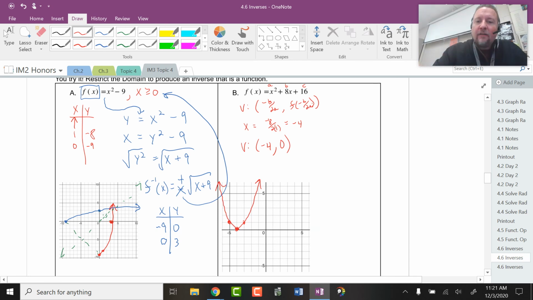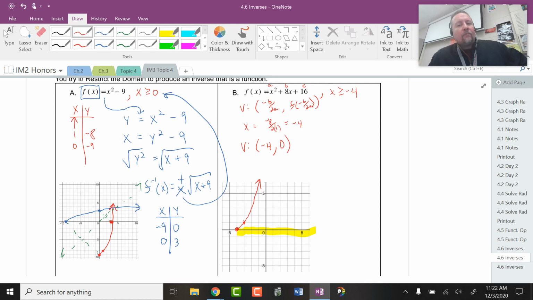How would I restrict the domain for this in order for this to be a function? I would have to get rid of this part. So the domain should be restricted to only these x values. So the domain should be only x values that are greater than or equal to -4. So I had to find a vertex to find that turning point in the parabola to know how to figure that out.